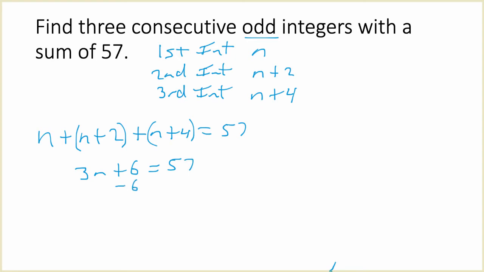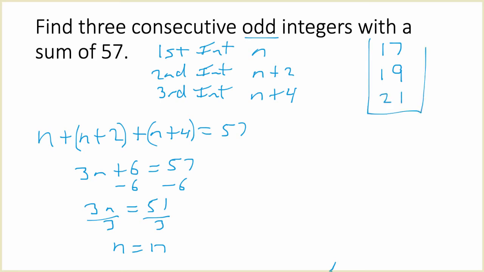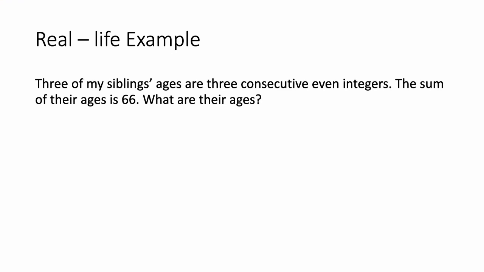We subtract 6. Now we're just solving our equations like we've been doing. Divide by 3, and we find that n is 17. So my first integer is 17, and then we have 17 plus 2, which is 19, and then 17 plus 4, which is 21. These are my 3 consecutive integers: 17, 19, and 21.